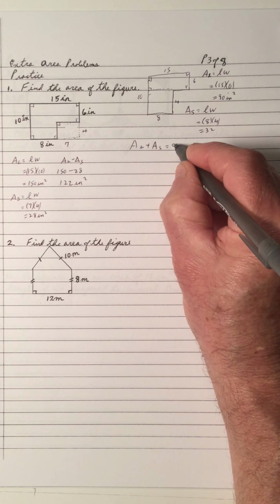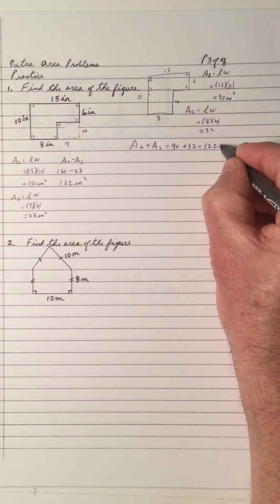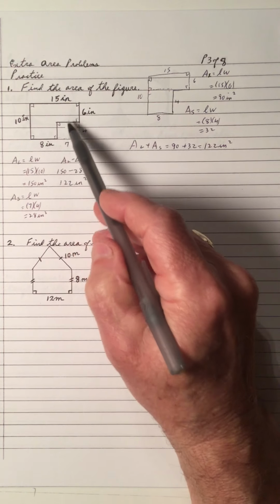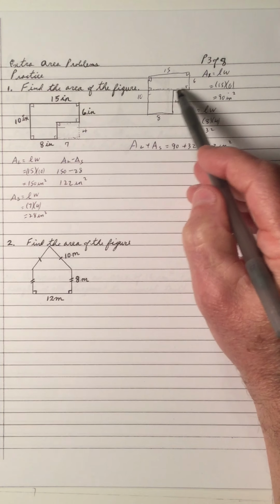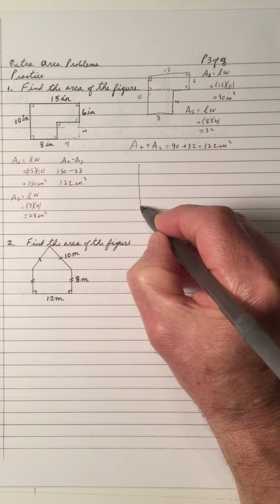And that gives me a 90 plus a 32, which adds up to be 122. So notice here I did the large subtract the small, and here I did adding the 2 also, but you can work this one out if you think about it.